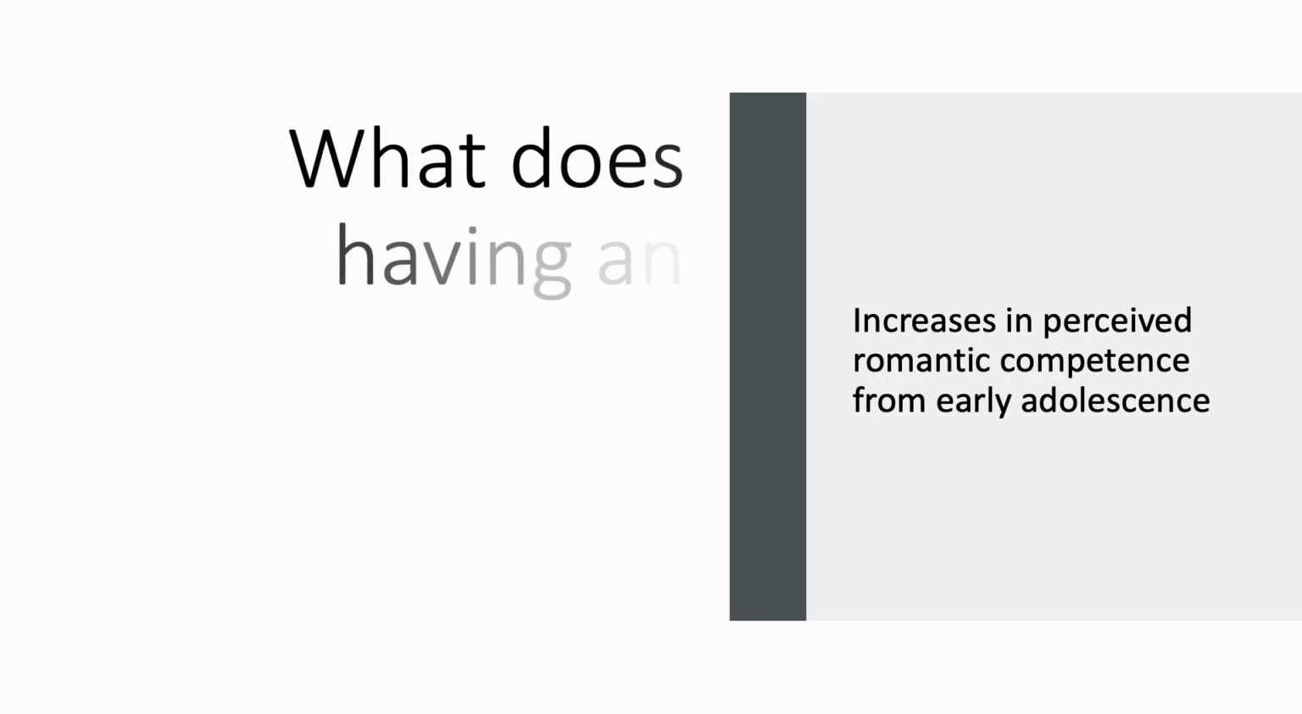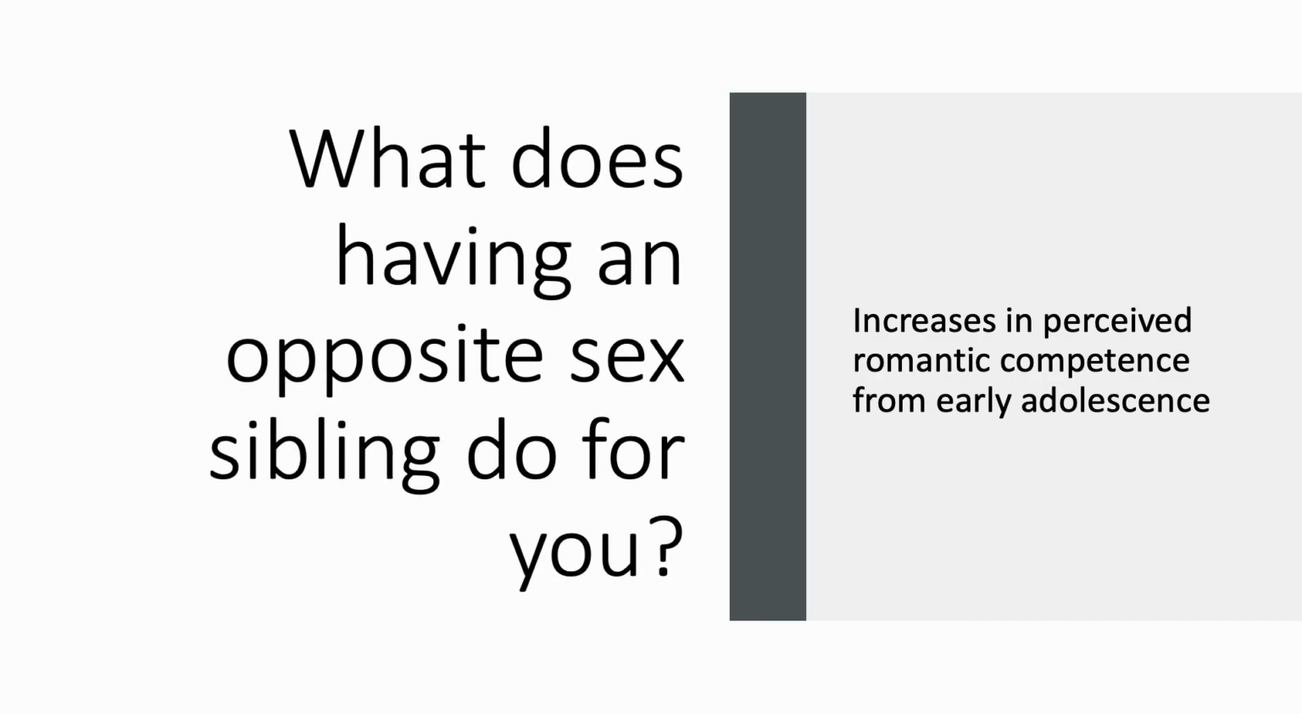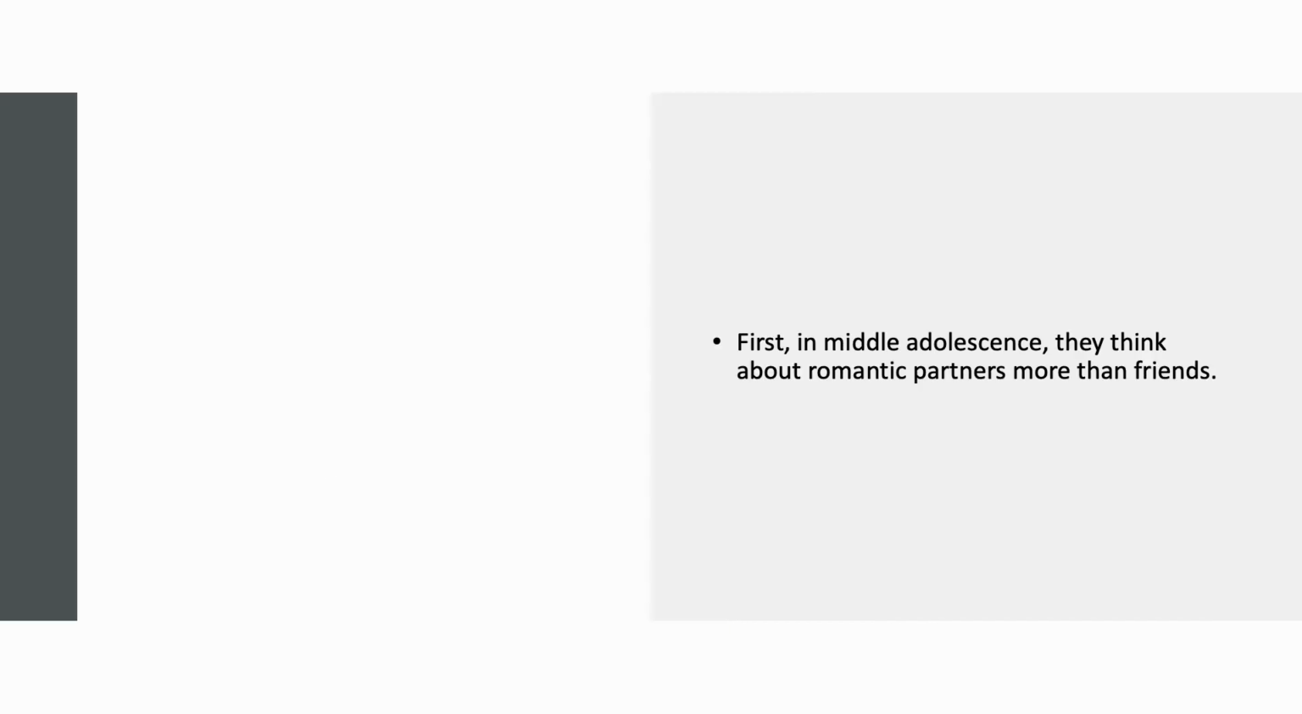So, what does having an opposite sex sibling do for you? Well, one of the things that it does for you is it increases the perceived romantic competence from early adolescence. And I think that probably has an important impact in how adolescents adapt and how they interact with their peers.